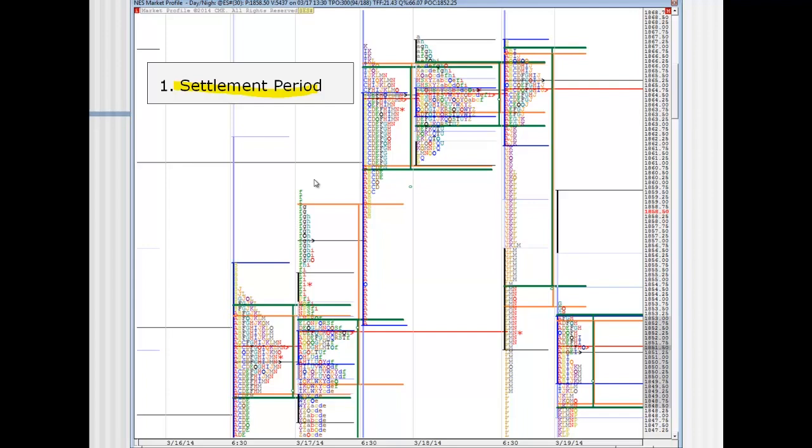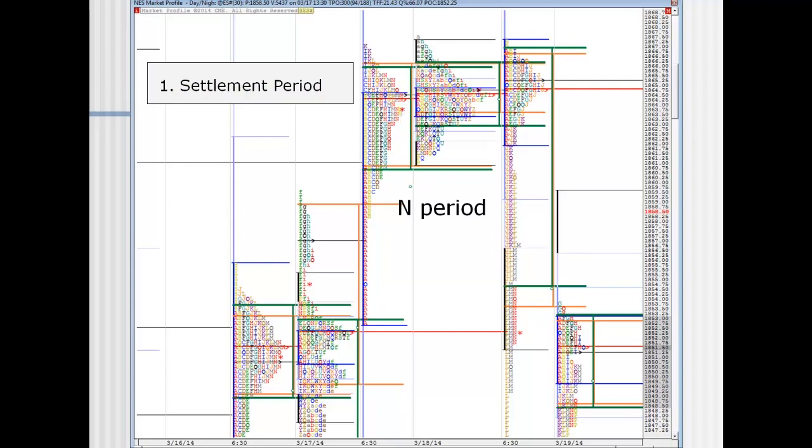So it is unique in that way on the profile, in that all of the letters that we see on the profile represent 30-minute periods, with the exception of the settlement period. The settlement period is the only period on our profile chart that is a 15-minute segment. Now, that's not why it is important. There are a number of reasons that make that 15-minute period incredibly significant.